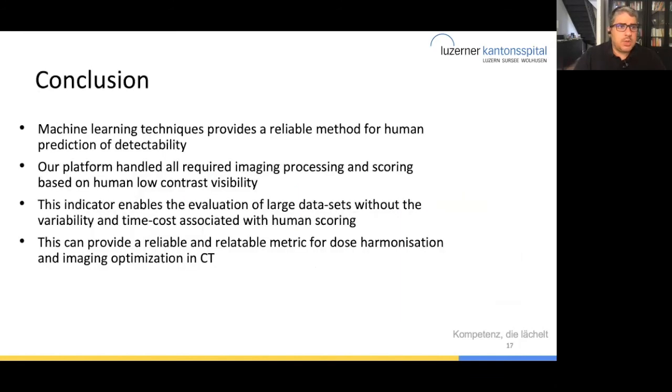So in conclusion, machine learned techniques provide a reliable method for human prediction of detectability. Our platform handles all the required image processing and scoring based on human low contrast visibility. This indicator enables the evaluation of large datasets without the variability and time costs associated with human scoring, and can provide a reliable and relatable metric for dose harmonization and image optimization.